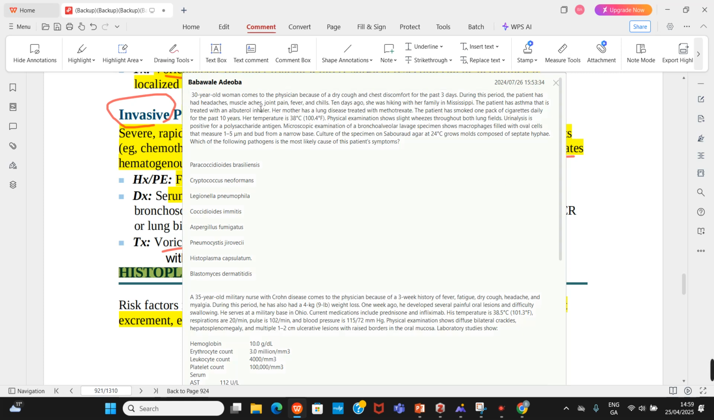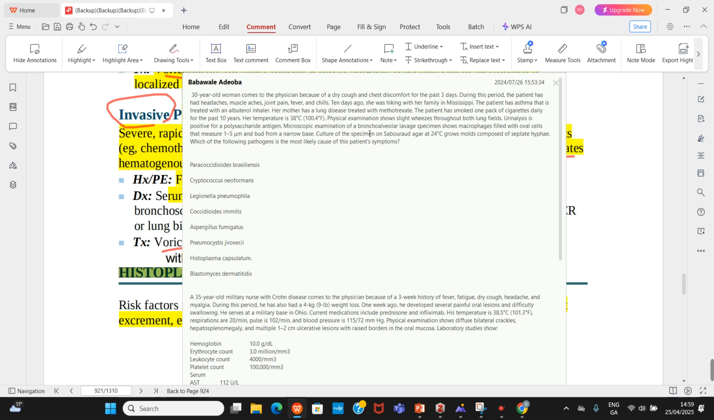So this is a 30-year-old woman who comes to the physician because of dry cough and chest discomfort for 3 days. During this period, the patient has had headaches, muscle aches, joint pain, fever, and chills. 10 days ago, she was hiking with her family in Mississippi. The patient has asthma that is treated with an albuterol inhaler. The mother has lung disease treated with methotrexate. The patient has smoked 1 pack of cigarettes daily for the past 10 years. Temperature is 38 degrees Celsius. Physical examination shows slight wheezing throughout both lung fields. Urinalysis is positive for polysaccharide antigen.